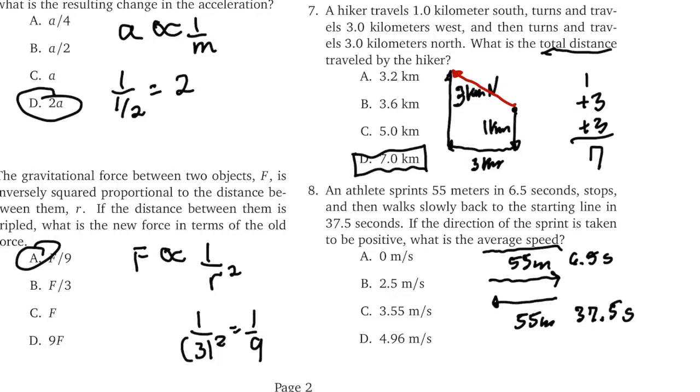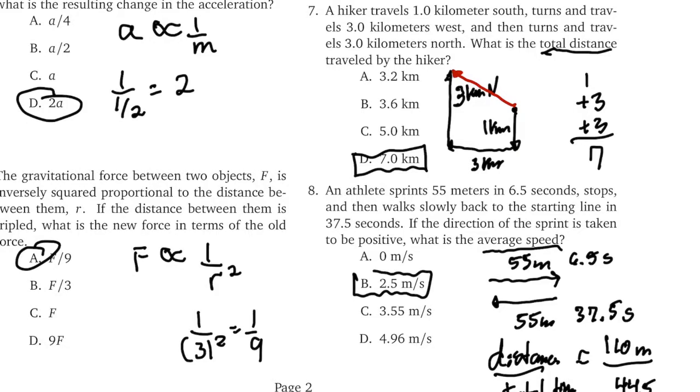So average speed is the distance traveled divided by the total time. So he goes a total of 110 meters in 6.5 plus 37.5 seconds. So 44 seconds. I divide them. So I do 110 divided by 44, and I get 2.5 meters per second.